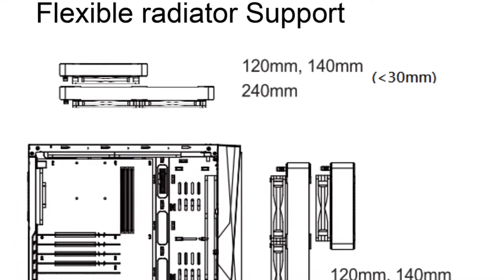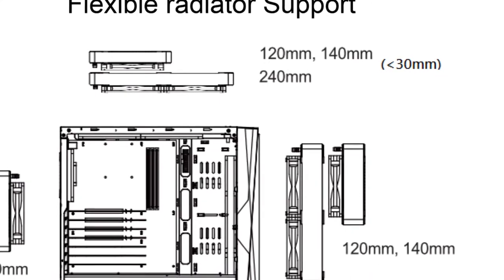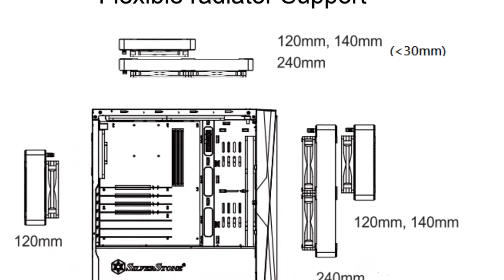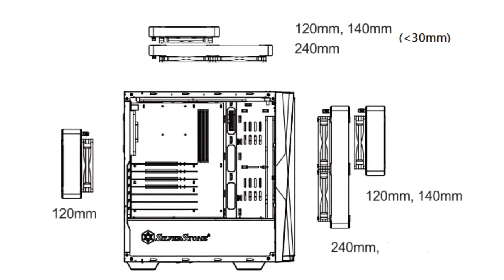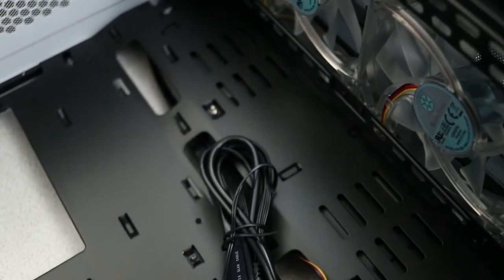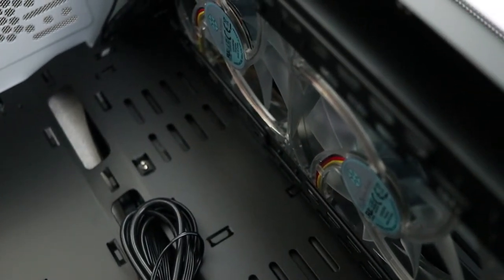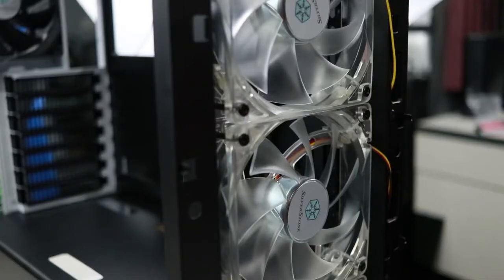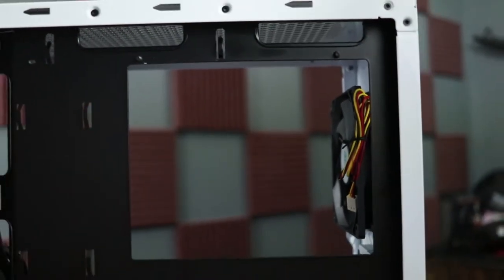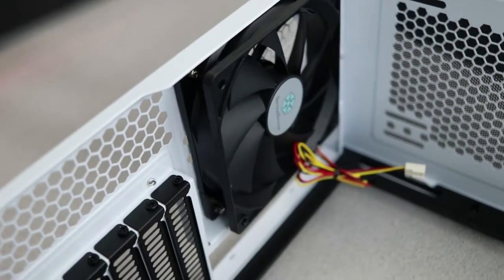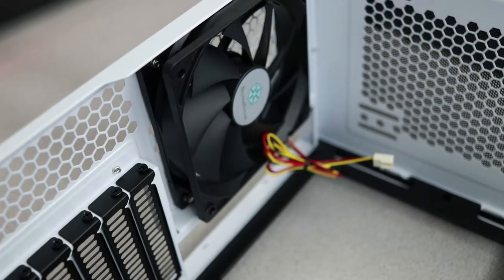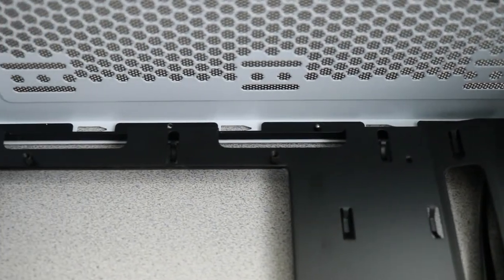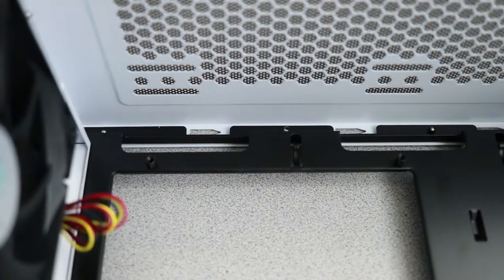Now let's quickly talk compatibility. This is a decently flexible case that readily accepts many water cooling solutions. Now for cooling, in the front of the case we have room for three 120mm fans or two 140mm fans, a 200mm or 240mm radiator. In the back you have room for one 120mm fan or one 120mm radiator, and on top you have room for two 120mm fans or two 140mm fans.